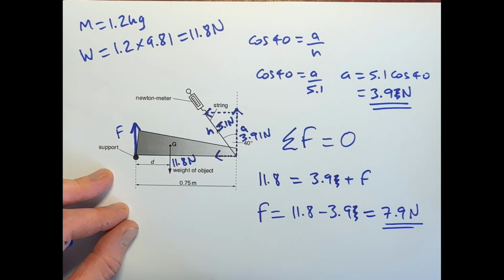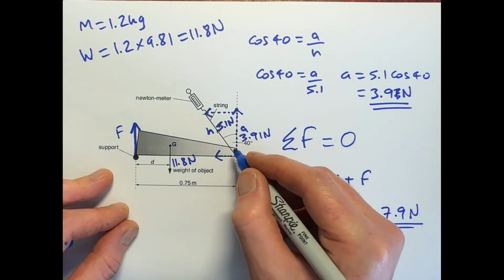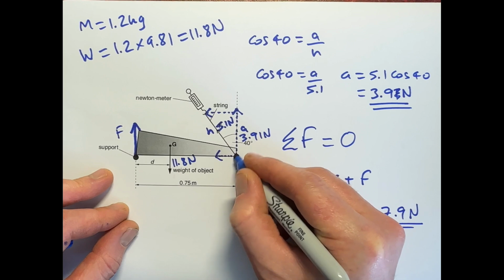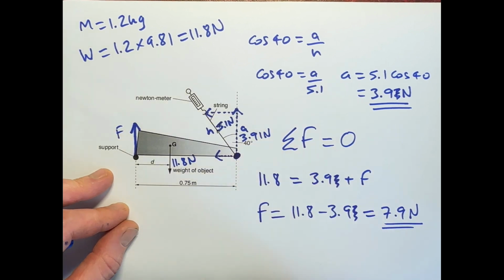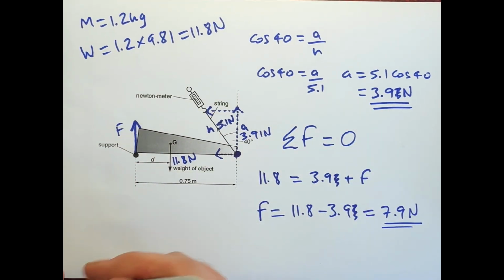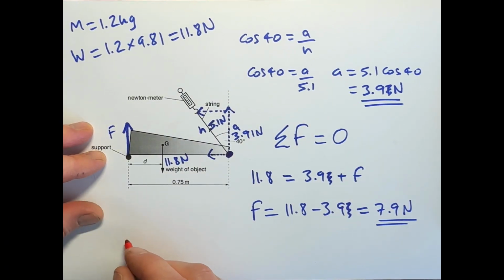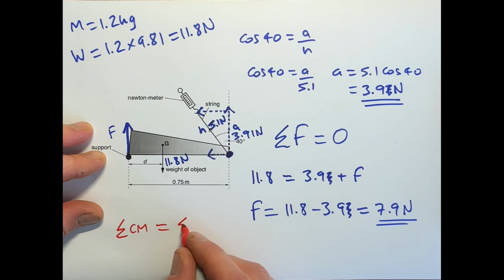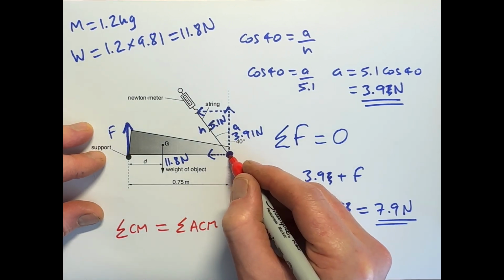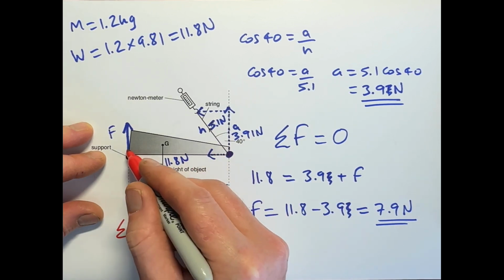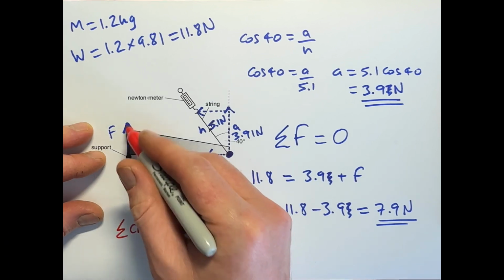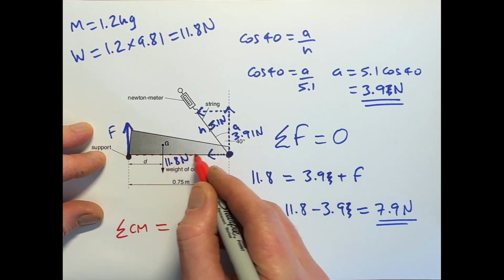Now, can we check this to see if it is correct? Yes, we can. We're going to take this as our pivot point, and we're going to look at this in terms of moments. If the whole thing is in equilibrium, then we know the sum of the clockwise moments must equal the sum of the anti-clockwise moments. Now, if this is our pivot point, then we have two forces to consider. We've got this force here and this force here. Usefully, they're both perpendicular to the horizontal.